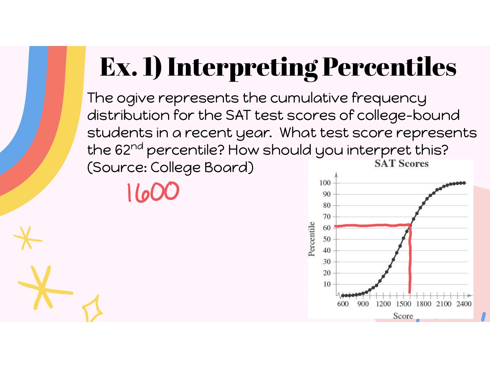And then how would we interpret that? Remember, our percentile means that's the percent that got less. So the 62nd percentile would mean 62% of people got less than a 1600.